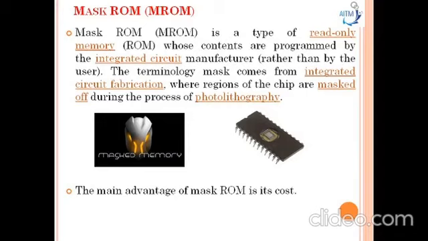The terminology mask comes from the integrated circuit fabrication here. So what is meant by fabrication? Fabrication is a process used to manufacture semiconductor devices, typically metal oxide semiconductor devices used in integrated circuits here, where the memory regions of the chip are masked off during the process of photolithography.